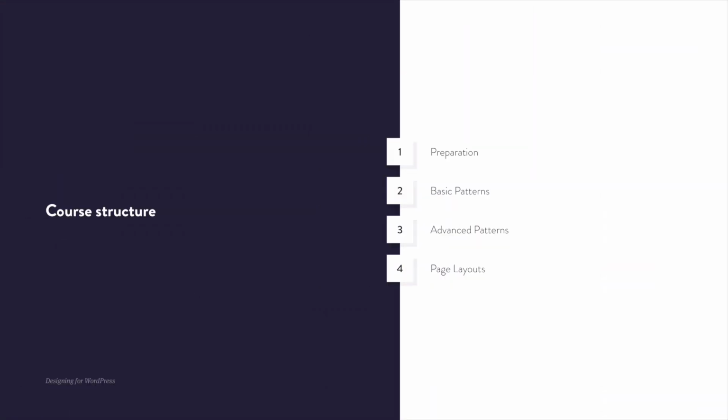First, we'll make the necessary preparations. The first elements in a design system are color, typography, spacing, and sizing. We'll define these in the first chapter. In the second chapter, we'll start designing the basic components or patterns, things like buttons, forms, menus, tables, and so on. The third chapter is about the more advanced patterns like WordPress widgets, posts, headers, and footers. In the final chapter, we'll define some page layouts, and also, as a demo, we'll design the full index page based on our design system.